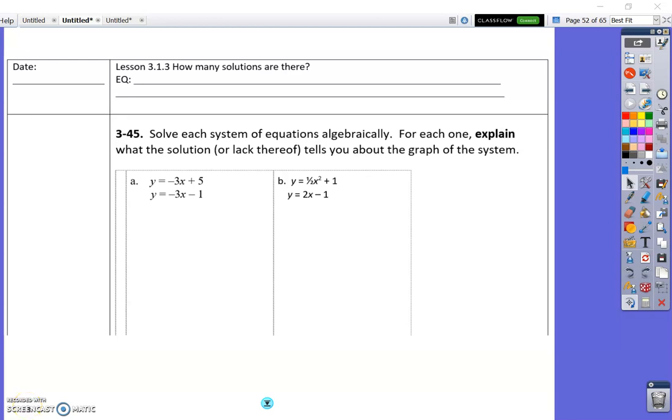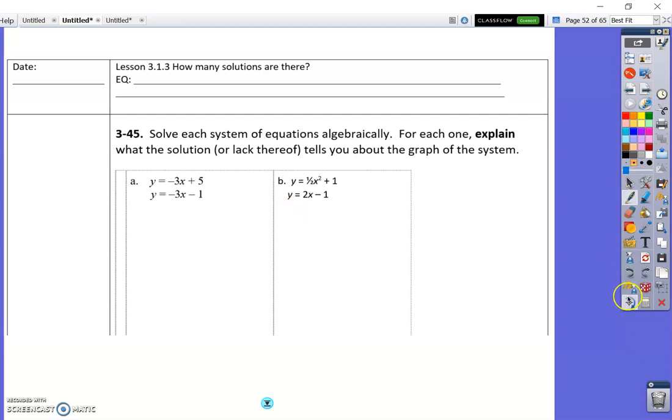All right, well, welcome back, Math 3 students. We're going to be talking about Lesson 313 today. This is a one-day quick lesson. You're supposed to have a pretty good idea of how to do these problems already. We're solving algebraically. For each one, explain what the solution or lack thereof tells you about the graph of the system. So I'd like you to try A on your own, and I will demonstrate how to do B.